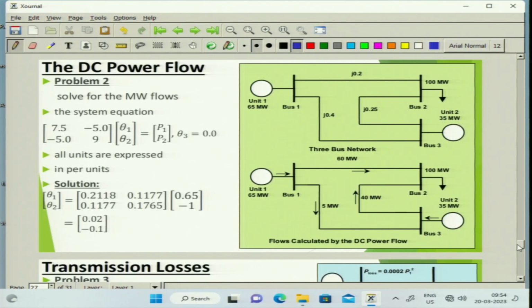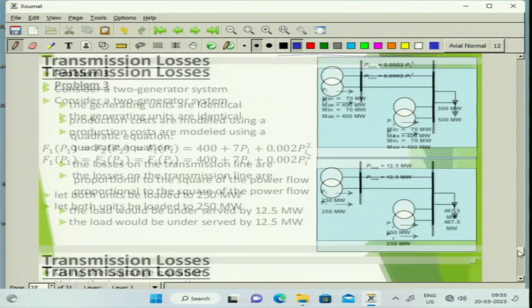There is one problem: solve for the megawatt flows. This is the system, with unit 1 at 65 megawatt and a 3 bus system, and flows calculated by the DC power flow. Then the system equations are expressed, and the solution comes out with angles like 0.02 and minus 0.1 by using DC power flow.